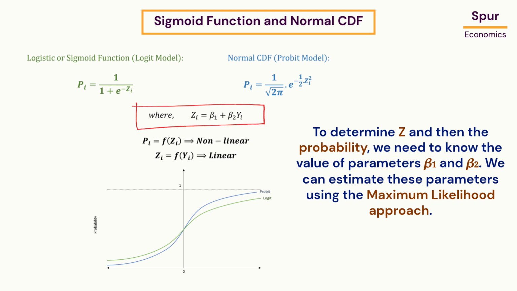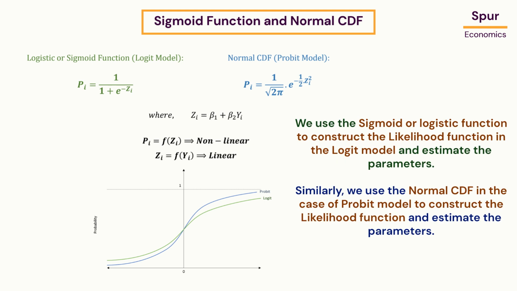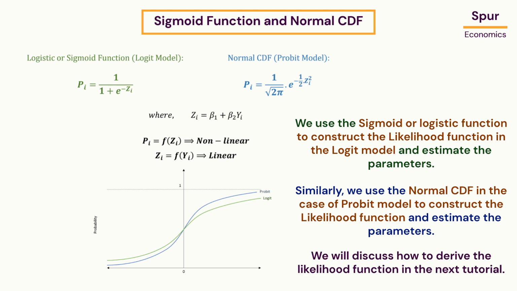We can estimate these parameters using the maximum likelihood approach. We use the sigmoid or logistic function to construct the likelihood function in the Logit model and estimate the parameters. Similarly, we use the normal CDF in the case of Probit model to construct the likelihood function and estimate the parameters. We will discuss how to derive the likelihood function in the next tutorial.